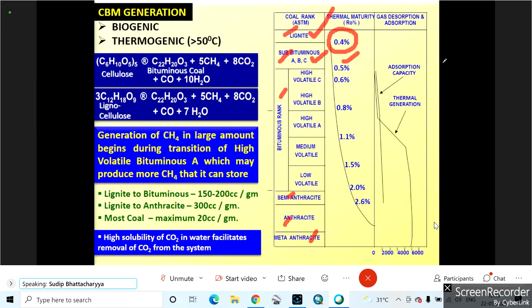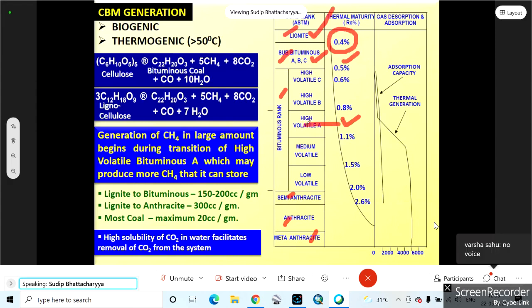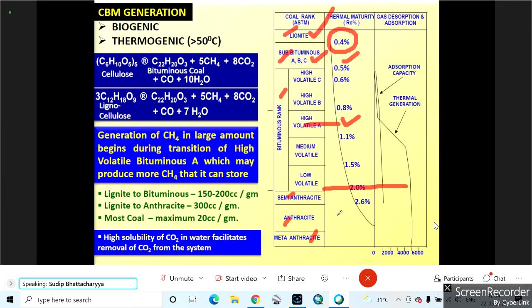But now, if we have a coal in my hand, and I analyze that this coal has a value of 1, then I directly go to the plot. I will tell you that yes, this coal's rank is high volatile A, and it is a bituminous coal. If it goes beyond this 2% maturity level, then it will give you semi-anthracite. That means thermal maturity means vitrinite reflectance. I am talking about the vitrinite reflectance.